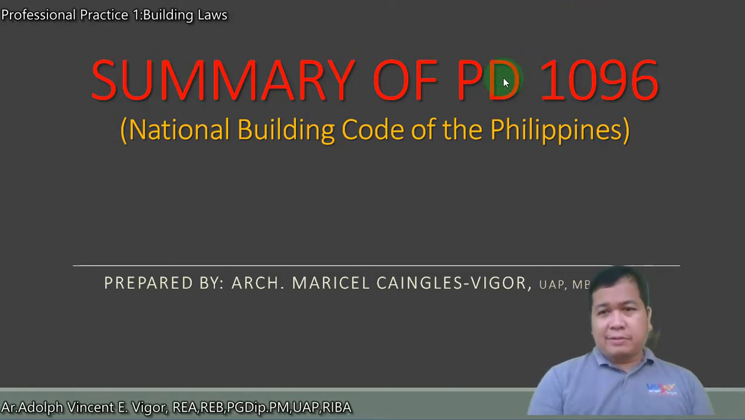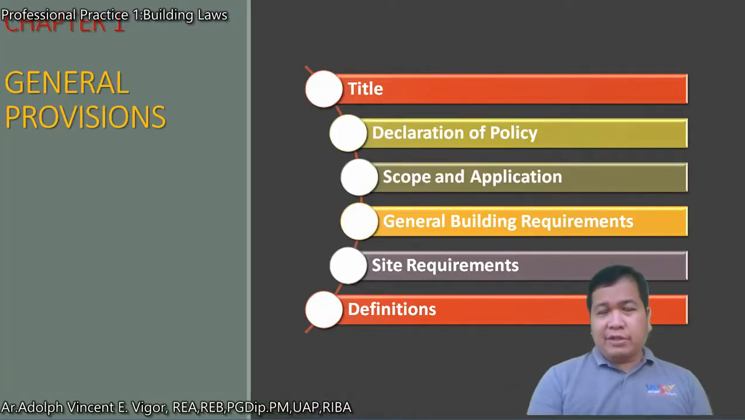Okay, but what we're going to discuss now is just, I'm going to guide you to have a bird's eye view, or what you call a general understanding, of the different provisions stated in the National Building Code. Okay, so let's start with chapter 1. So chapter 1 is about the general provisions where you can find the title, the declaration of policy, the scope and application, general building requirements, site requirements, and the definition.